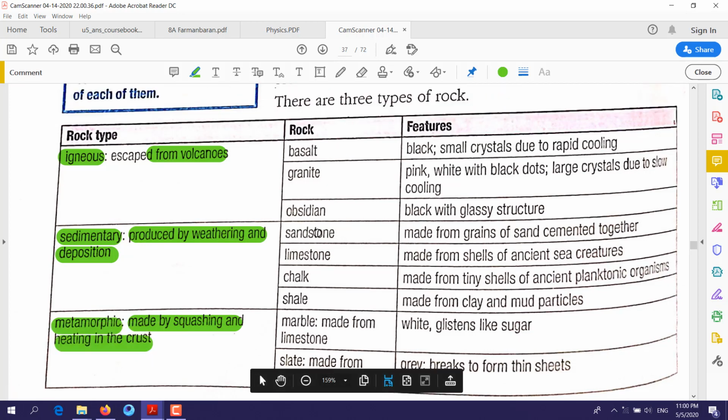And here we have examples of rocks. For example, basalt, granite, and obsidian are examples of igneous rocks. And sandstone, limestone, chalk, and shale are examples of sedimentary rocks, and so on. Okay, and here we have some features of them, the color, and whether it contains crystals or not. The igneous rocks contain crystals, but the sedimentary rocks will not have crystals.